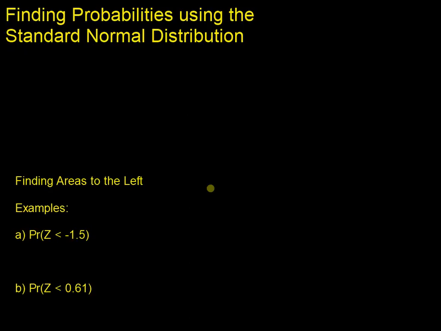In this video, we're going to discuss some examples where we need to find probabilities using the standard normal distribution. There are three types of examples that we're going to talk about. The first is when we need to find the area to the left of a particular z-score. So say the z-score is here, 0. We'll talk about how to find the area to the left of any particular z-score.